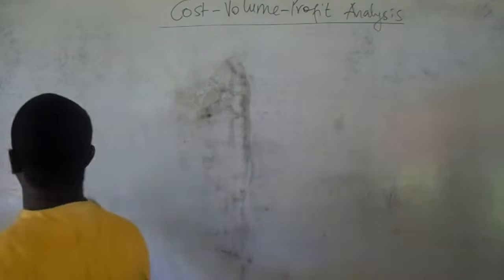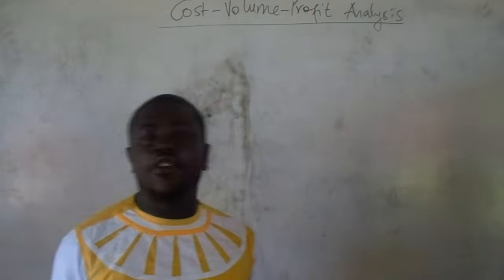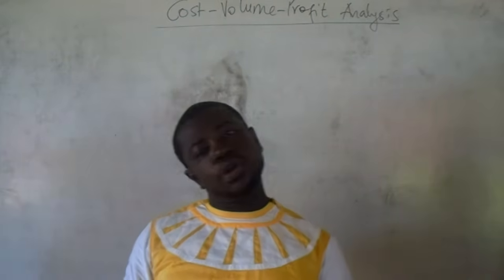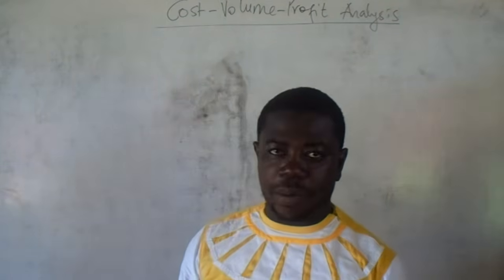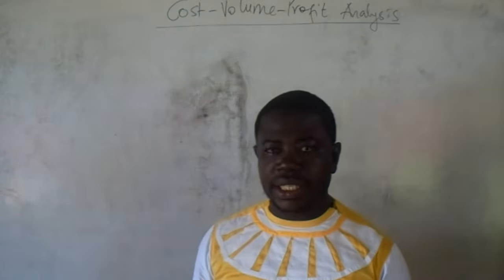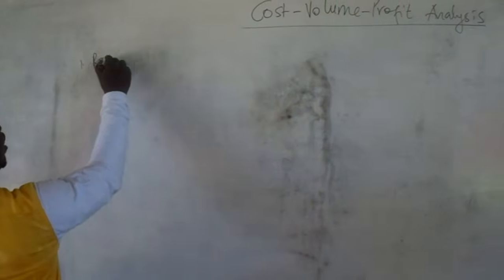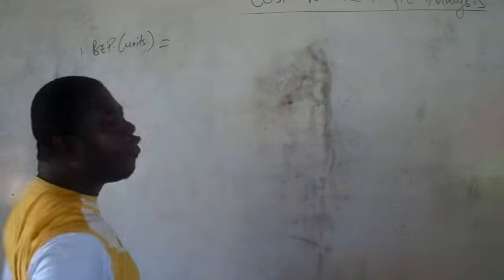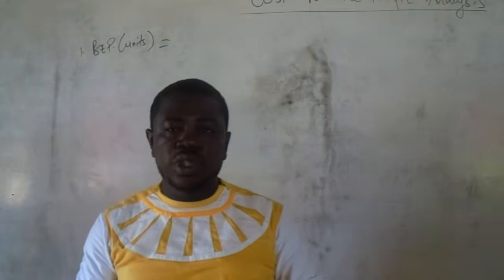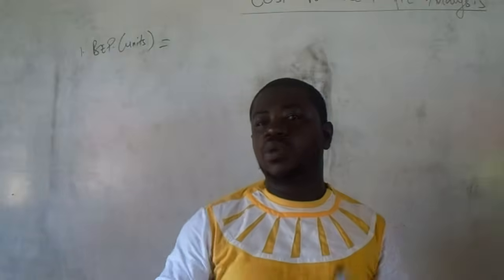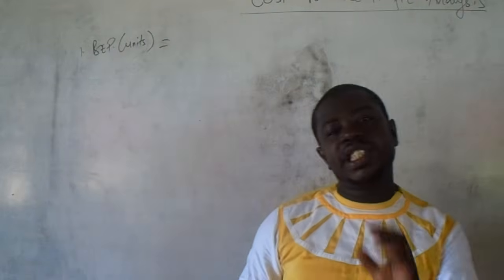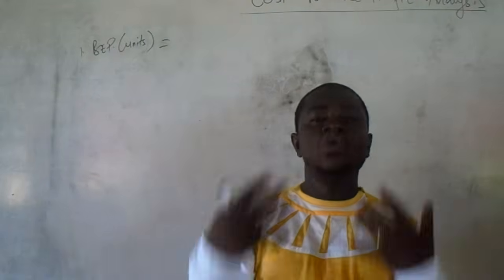And so here we are going to look at some formulas. We are going to look at about 6 or 7 formulas that we are going to use in calculating these things. The first one, which I just established, is the break-even point in units. In other words, we are going to look for the quantity or the output that we need to produce in order to achieve break-even.